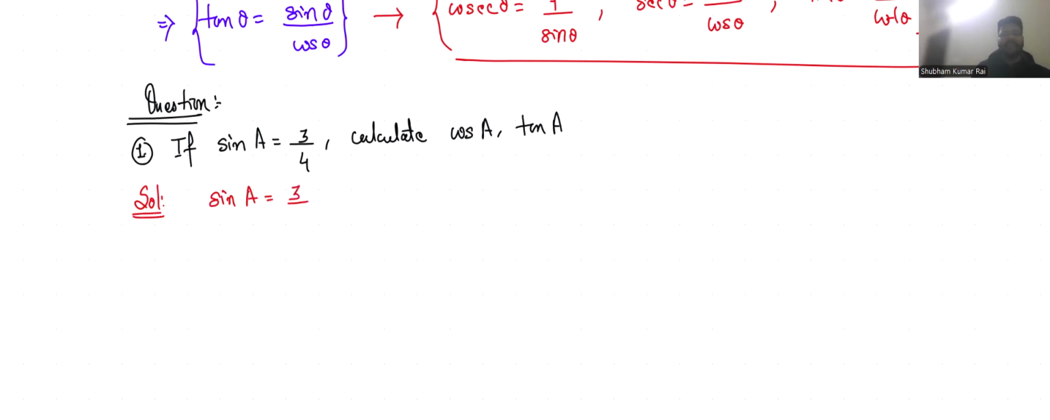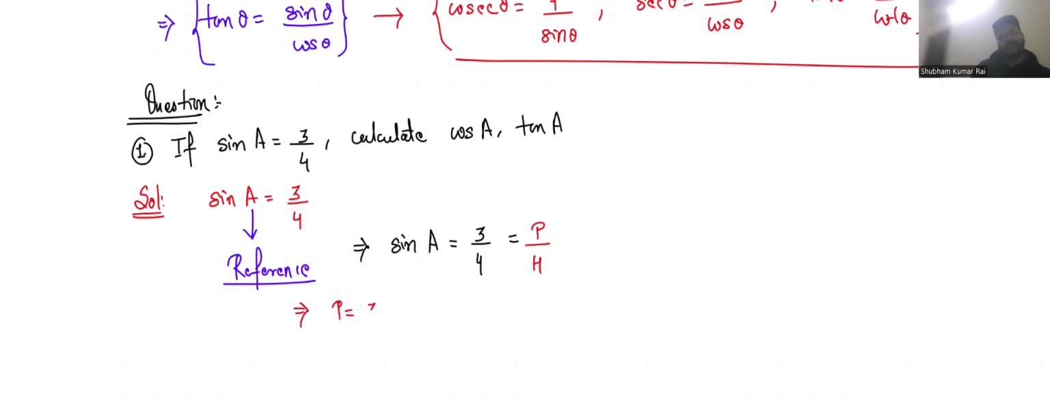As we have learned in the concept, what is sine A? Here we are talking about the reference angle. This is basically the reference angle that we are seeing, and it has the value 3 by 4. What does it mean? It means that the trigonometric ratio for sine, that is sine of angle A, is 3 by 4. And we know that sine theta is perpendicular upon hypotenuse. So here we have the perpendicular as 3 and the hypotenuse as 4.